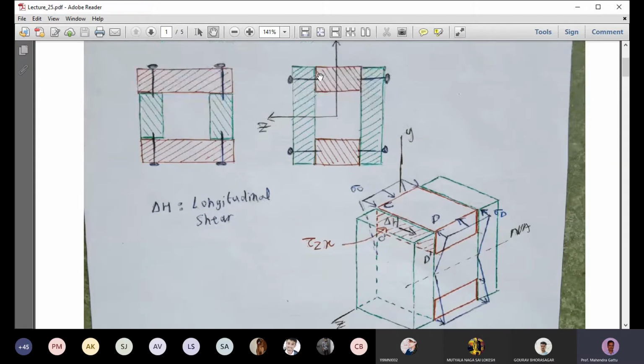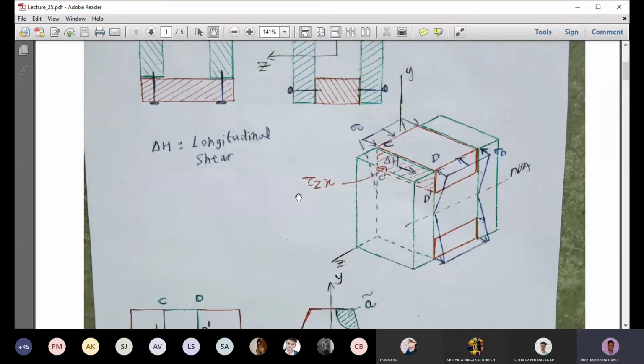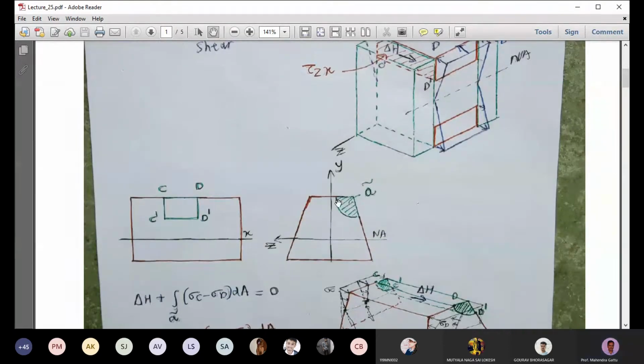Here we have a rectangular area with a vertical face. Okay, let's look at another case. Suppose we have a beam and we want to find what is the shear which is acting along this curved area. What is the horizontal shear which is being developed in this curved area, given that there is a vertical shear force V acting like that.